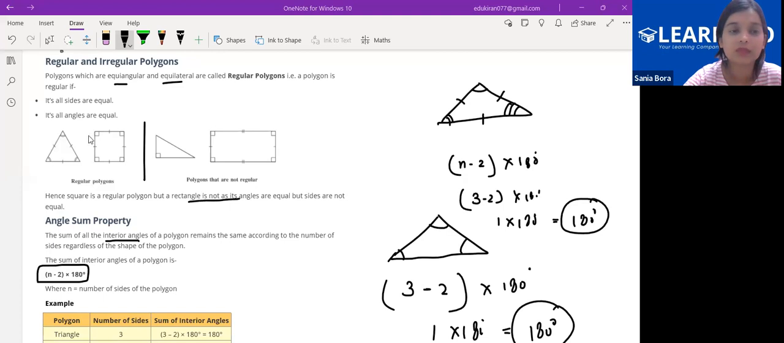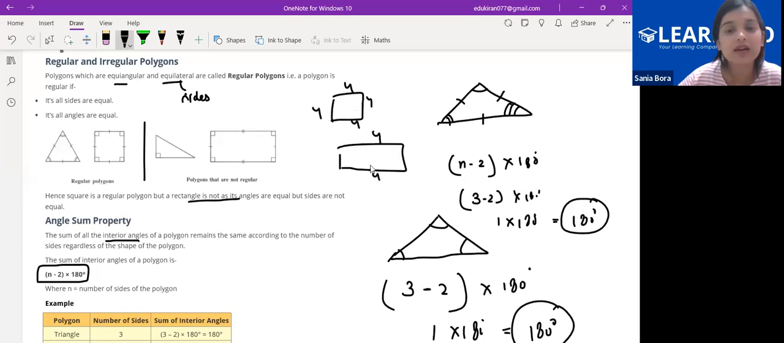Clear? Ma'am, can you explain about the equilateral triangle again? I'm kind of confused. Equilateral means, lateral means side. So what does it mean? All the sides should be equal. For example, a square. In a square, all the sides are equal: 4, 4, 4, 4. But in a rectangle, if these are 4, this will be 3 or 3. So all the sides are not equal. So that's why a rectangle is an irregular polygon. A square is a regular polygon. Fine.